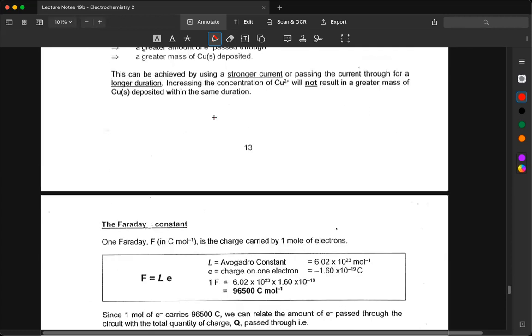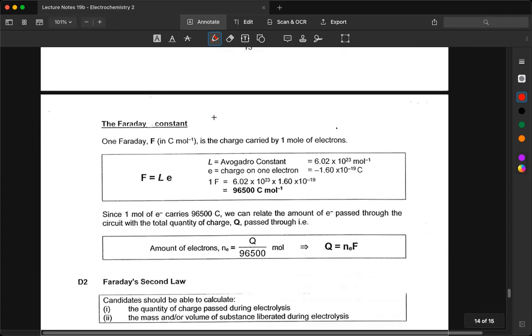So for Faraday's constant, 1 Faraday means the charge carried by 1 mole of electrons. That is the definition. This is given in the data booklet, no need to memorize. How do they derive it? It is based on the Avogadro constant and the charge on 1 electron. They just multiply them and you get 96500 coulomb per mole.